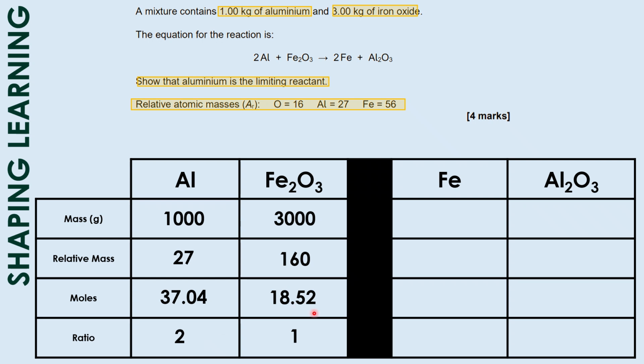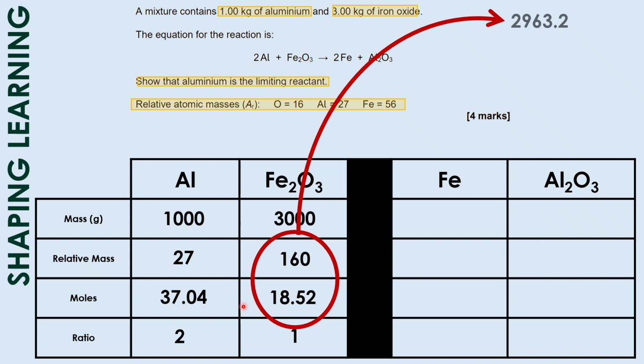Now, if I use this number of moles and this relative mass to work out how much iron oxide I actually need to react with the aluminium, if I multiply those together, then what I get is 2,963.2 grams. And you can see that is less than the 3,000 that I actually started with. And that's the whole point here. I'm showing that's the case.